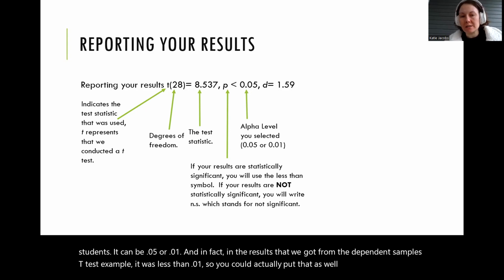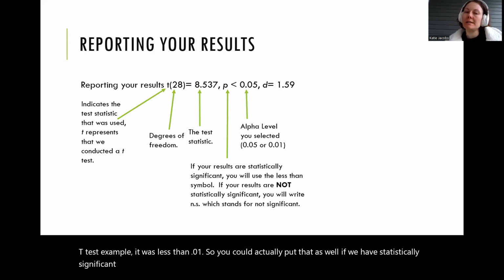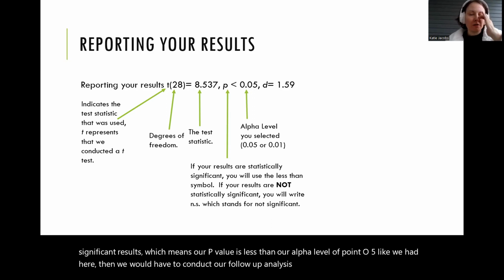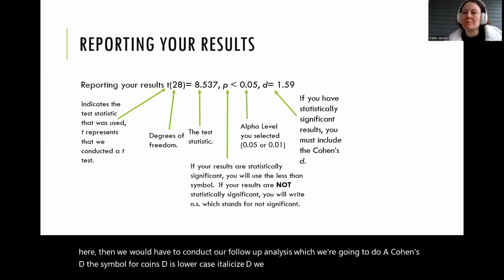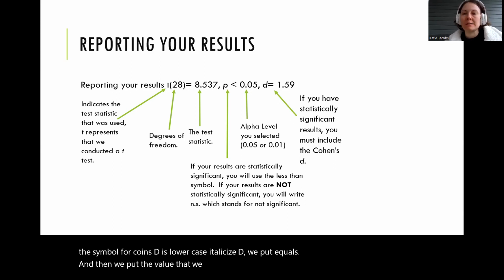If we have statistically significant results, which means our p-value is less than our alpha level of 0.05 like we had here, then we would have to conduct our follow-up analysis, which is going to be Cohen's d. The symbol for Cohen's d is a lowercase italicized d. We'd put equals, and then the value that we have from our SPSS output.